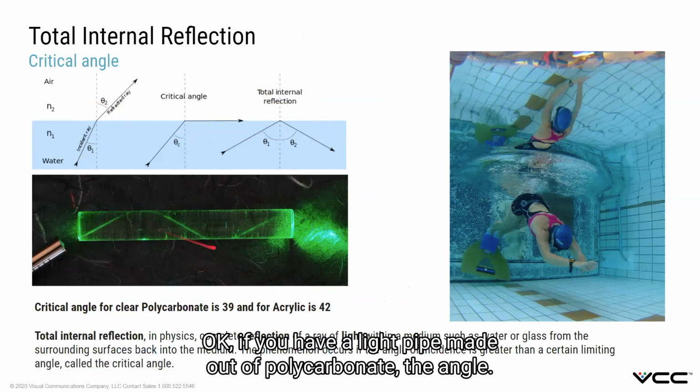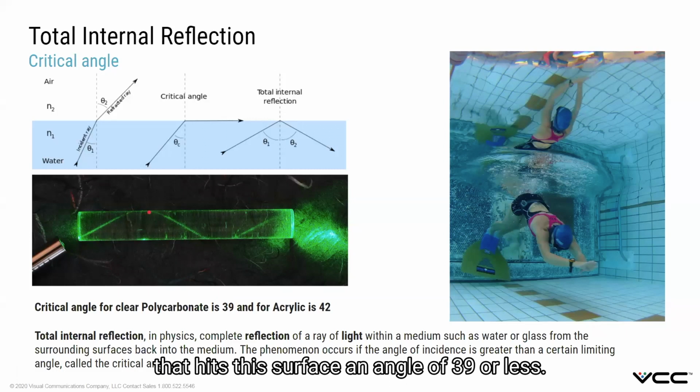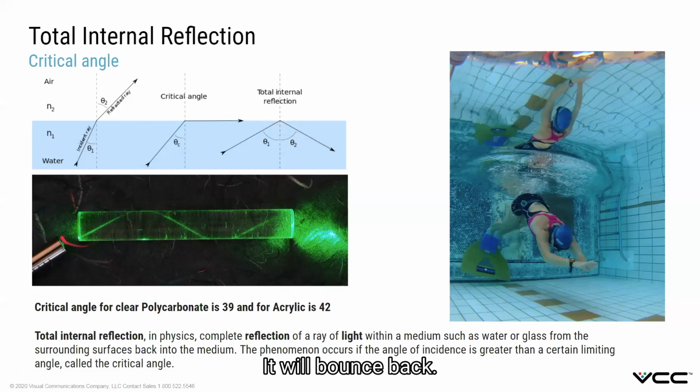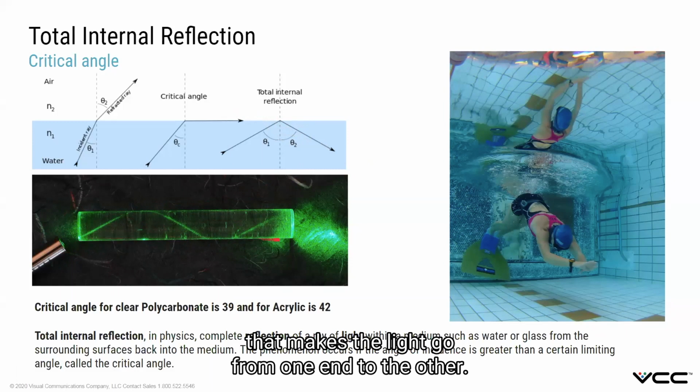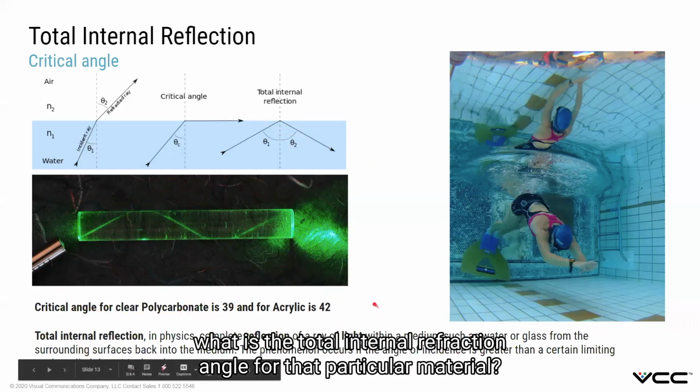Okay, if you have a light pipe made out of polycarbonate, any light that hits this surface at an angle of 39 degrees or less will bounce back inside the media, and that's particularly the thing that makes the light go from one end to the other. So when you're designing a light pipe, it's really important that you know the total internal reflection angle for that particular material.